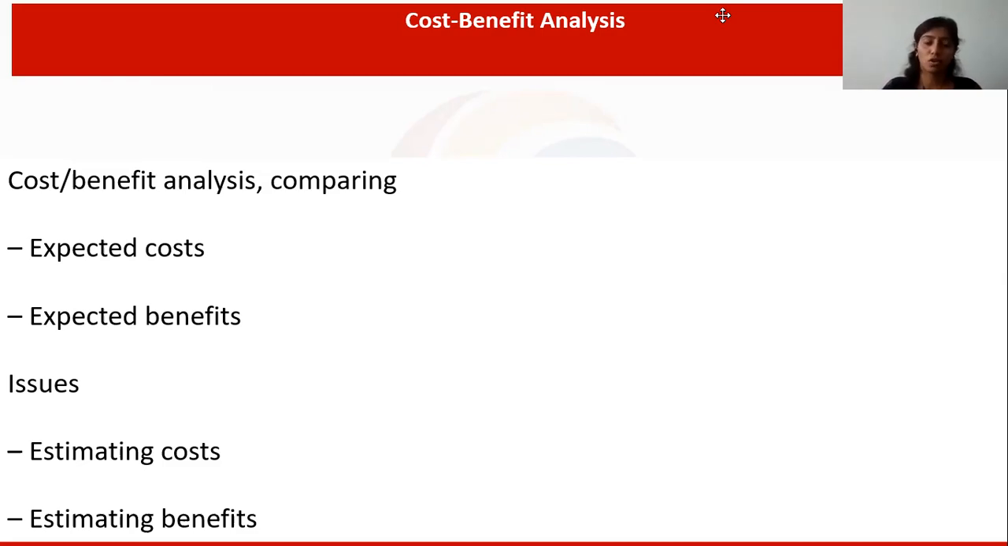One is the expected cost and the other one is the expected benefits. So what is an expected cost? Cost is something which is the sort of income that we are expecting. When we make a project, obviously we will be waiting for some income, and what is the expected cost and the analysis that we are making on that. So this is one of the important expected costs that we will have to go through.